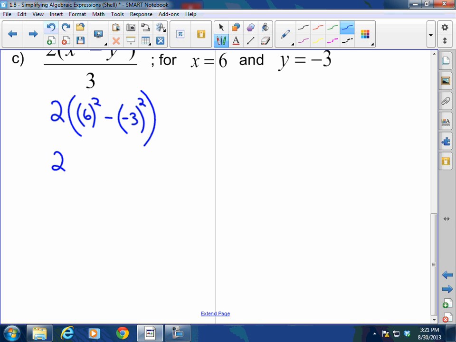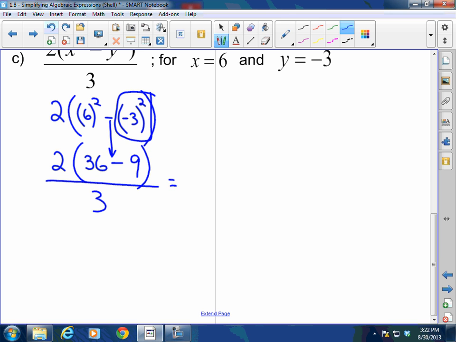So this is going to be 2 times 36. Please drop down that negative first, then calculate this. Do not multiply those negatives before the power. Exponents come before multiplication and division. So that's 36 minus 9. Okay, all of this is divided by 3. So then this is 2 times 27 divided by 3. Let's make our life easy. 3 goes into 3 one time, 3 goes into 27 9 times. So my answer is 18.